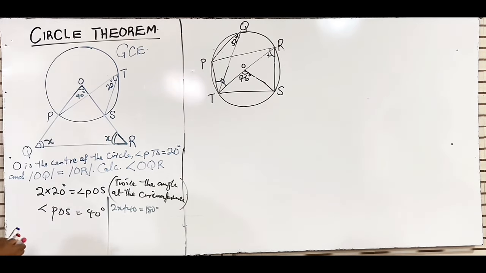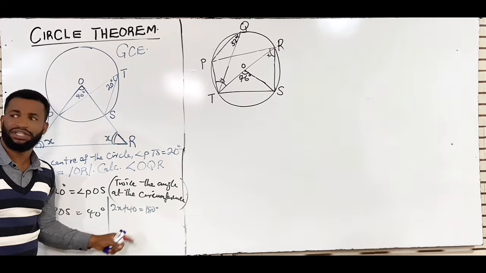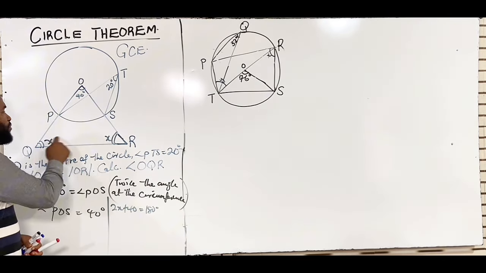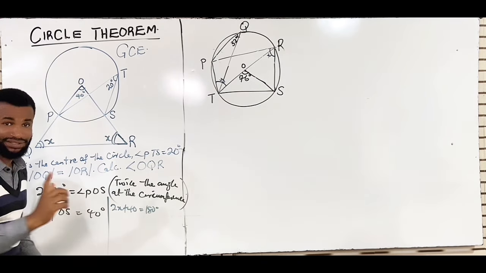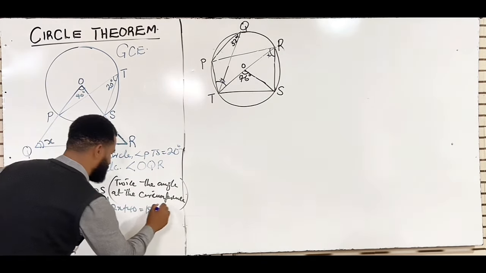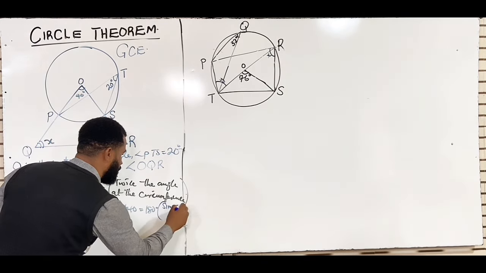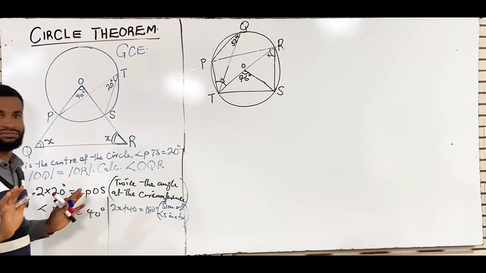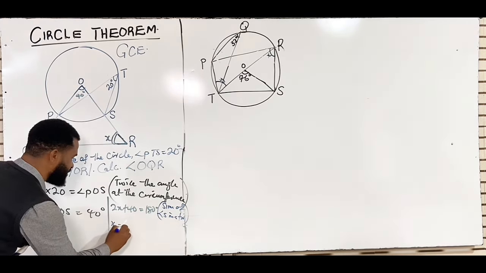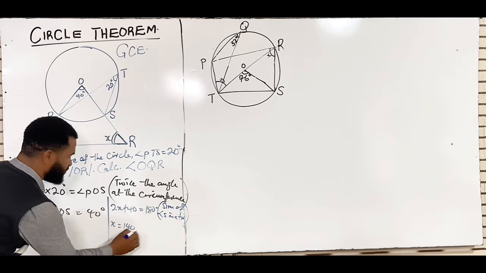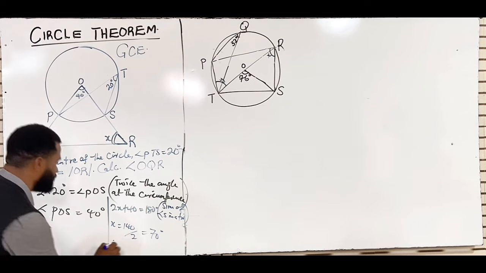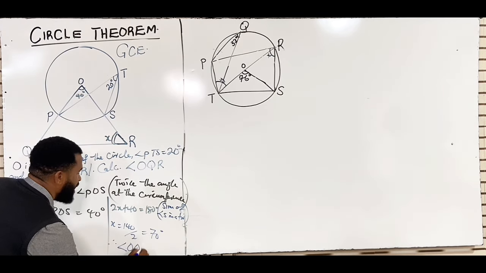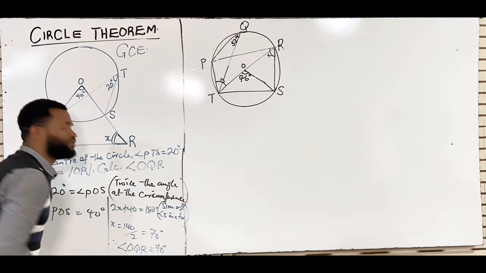Why did I make this mathematical statement? Because the sum of angles in a triangle must be equal to 180, and I have to state it. I would say that sum of angles in a triangle. So in this case, x is equal to 140 divided by 2, which is 70 degrees. Therefore, angle OQR is 70 degrees.